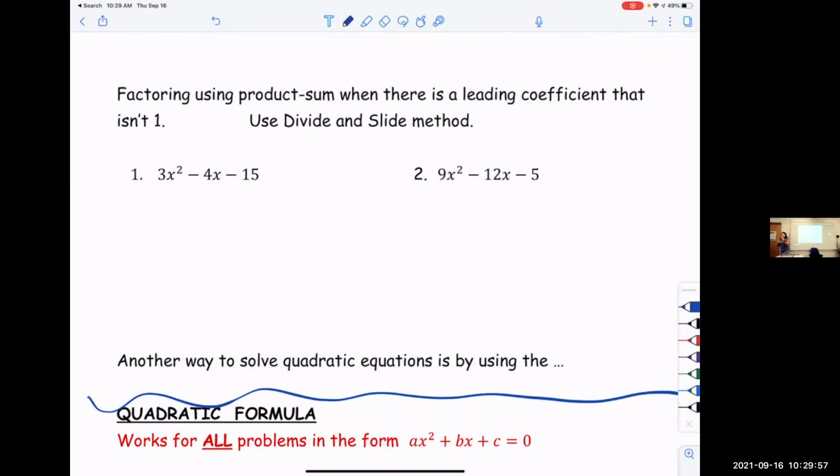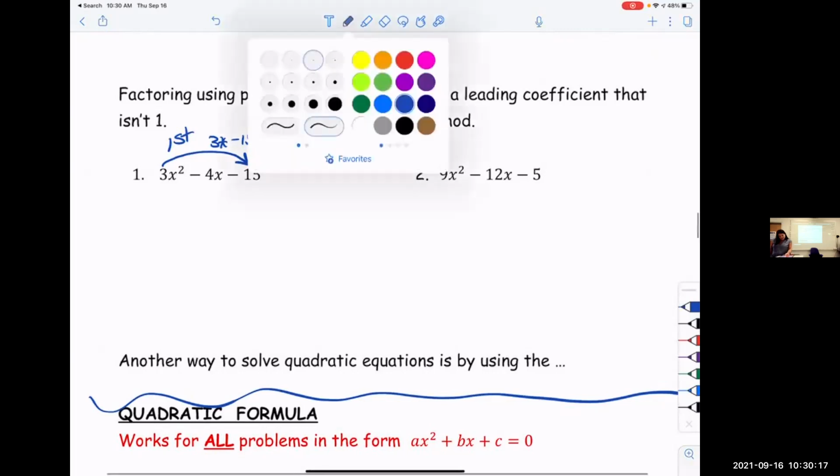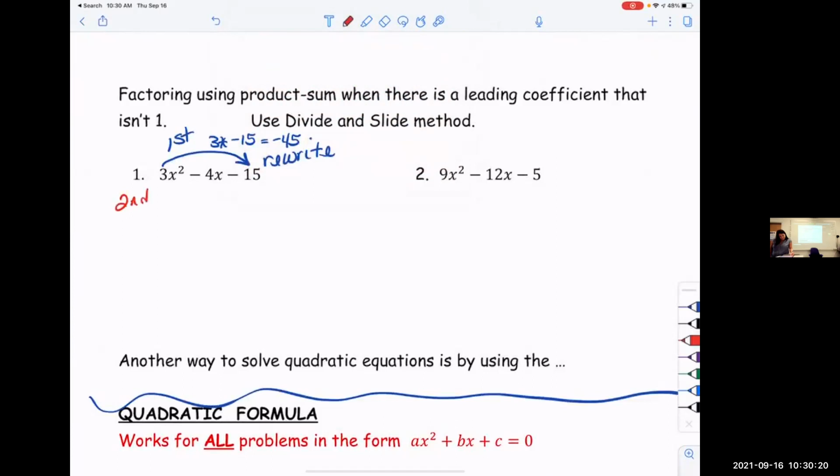So this is when you've got a leading coefficient. So what you do first of all is you try to turn it into the shortcut. So you say 3 times -15, which is -45, and you rewrite your equation. So your next step is going to be x squared minus 4x instead of -15 minus 45 where you multiplied. So you're turning it into the shortcut. That's what you're kind of doing.